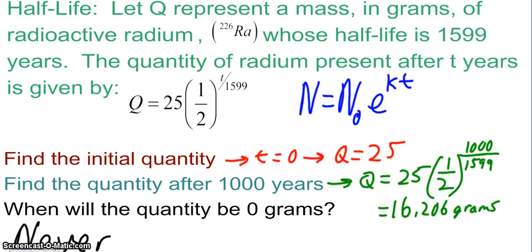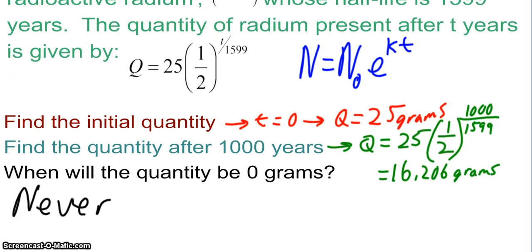Okay, so hopefully you figured out the initial quantity is going to be when t is 0. So if I plug in 0 for t, the entire exponential part just goes to 1, so Q is 25, and I should have said grams. And the quantity after 1,000 years. Plug in 1,000 for t. Type this into my calculator correctly, and I get 16.206 grams. And when is the quantity going to be 0 grams? That is going to be never. This is an exponential function, so it has that horizontal asymptote of y equals 0. It's never going to reach 0. It'll become infinitely close, but it'll never get there.